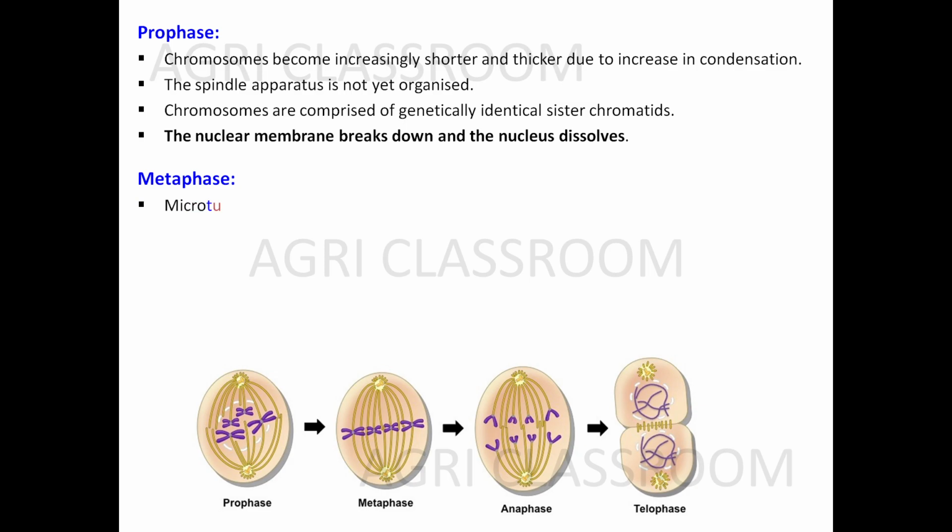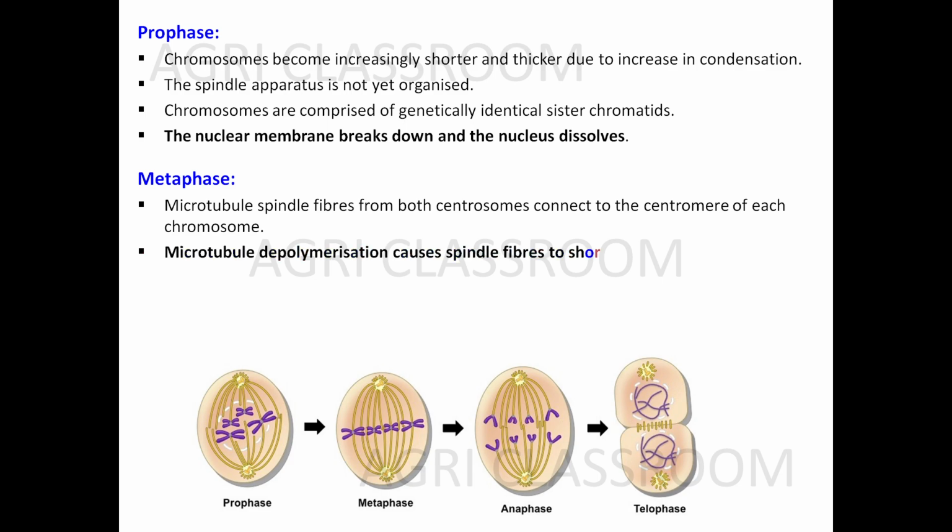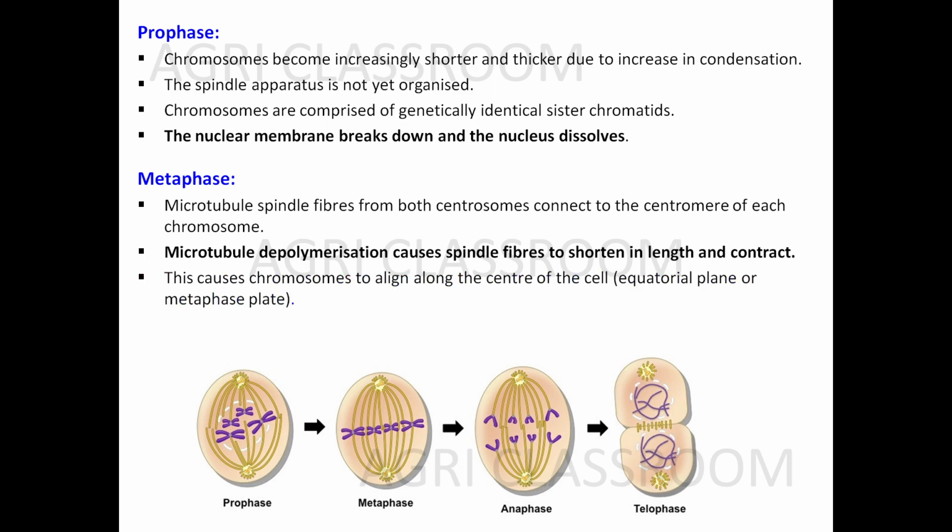Metaphase. Microtubule spindle fibers from both centrosomes connect to the centromere of each chromosome. Microtubule depolymerization causes spindle fibers to shorten in length and contract. This causes chromosomes to align along the center of the cell, the equatorial plane or metaphase plate.